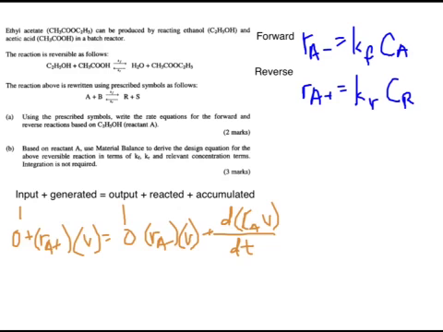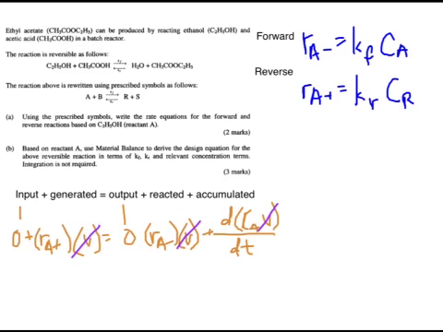And since we have V on the left and V on the right, we can cancel them out. And since the volume of the reacting mixture in this case is a constant, since we're using a batch reactor, this can be cancelled off as well.